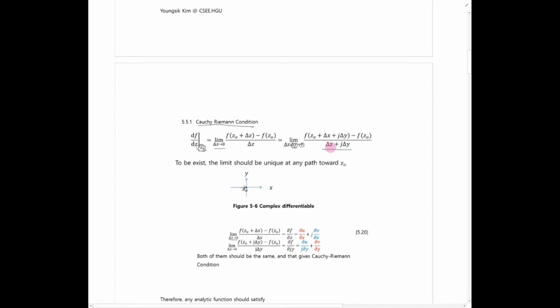Then we can write f as u plus jv. Then we can apply differentiation to both the real and imaginary parts. The real part becomes partial u over partial x, and the imaginary part is partial v over partial x. Okay, this one is the first approach. We would like to differentiate along the x-axis at the g0 point.